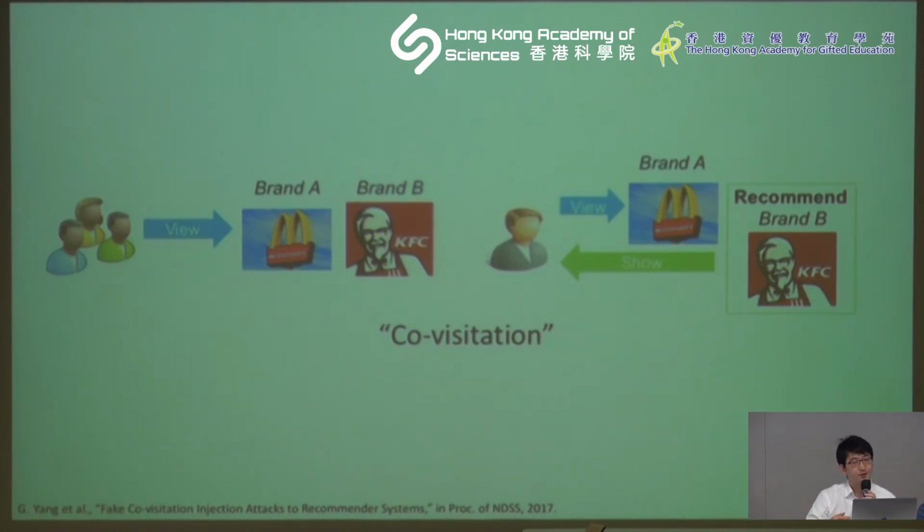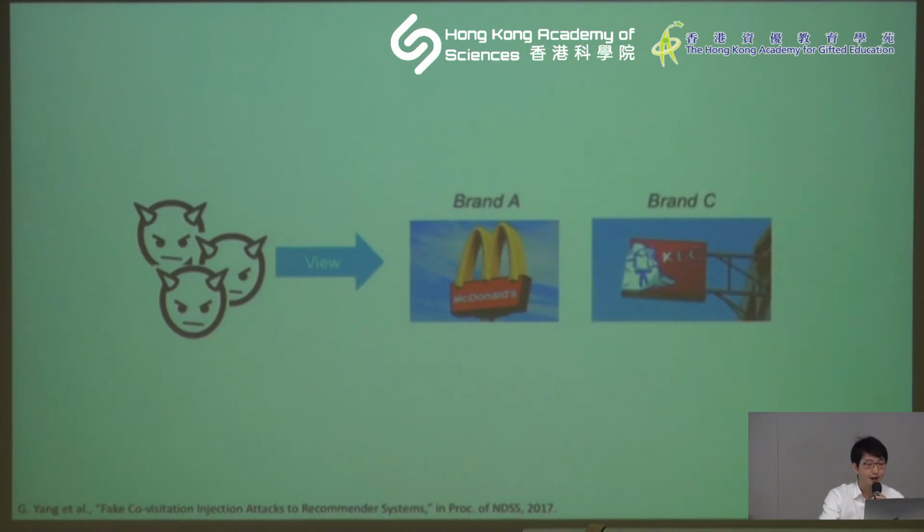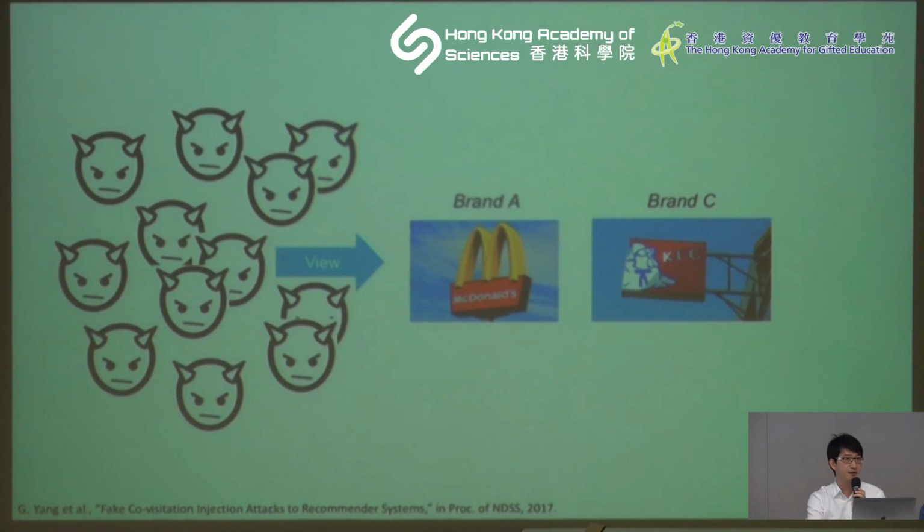Now, of course, the security researchers show, well, if this is the mechanism of how you do the recommendation, can I hijack this? And the result is yes. I just create a lot of fake users or bots and go online, click on these two ads. The first ad is the ad for McDonald's. The second ad is the ad that I want to feed into your view later on. So for example, there is another brand name, KLC here. So I can create a lot of fake users, doing this co-visitation simultaneously.